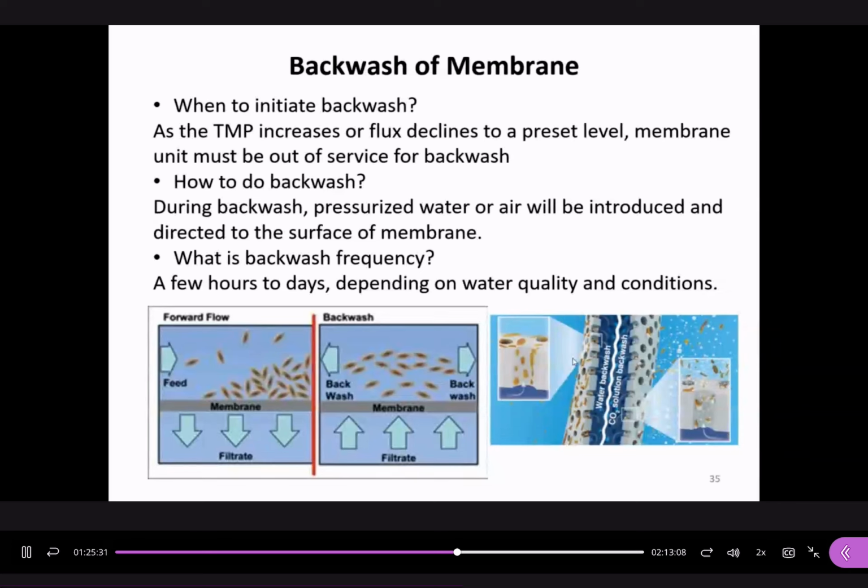What is the backwash frequency? A few hours to days, depending on water quality and conditions. Right. Okay, so this schematic shows the backwashing. This is forward flow, right? This is backwashing. The flow is reversed, so you can wash off the foulings on the surface or in the membrane pores.